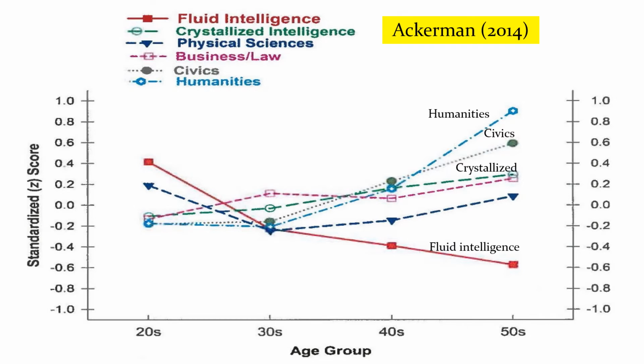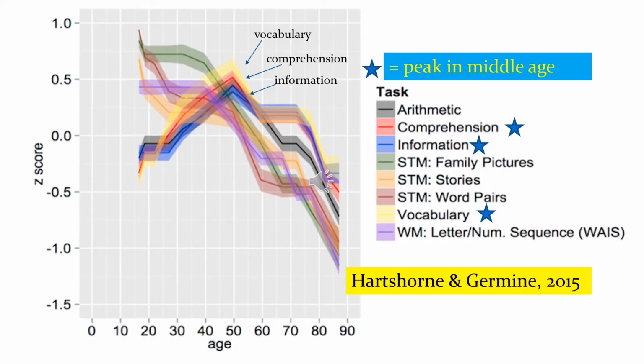Here's a study from 2014 that measured many different intellectual abilities, and you can see the result is fluid intelligence went down over age and crystallized intelligence went up, just as we expect. But also notice that other areas of intellect went up, like humanities and civics. Here's another research study from 2015 that found that in middle age, vocabulary, comprehension, and information reach their peak.